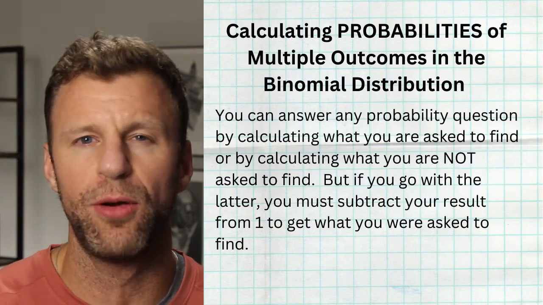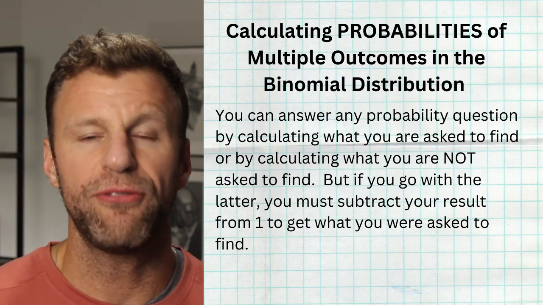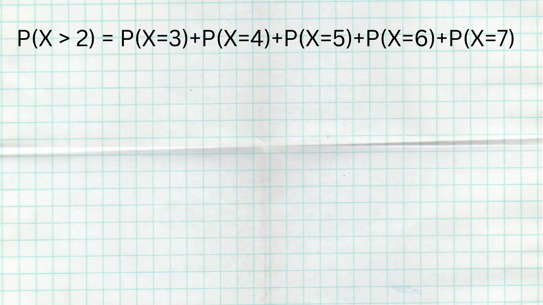Pretty simple process that I hope you've learned in class. Now, for example, if we're asked to find, hey, what's the probability that x is greater than 2? First, that does not include 2, that's strictly greater than 2. That would be 3 bullseyes, 4 bullseyes, 5 bullseyes, 6 bullseyes, or 7 bullseyes. So all I gotta do is add those probabilities together.